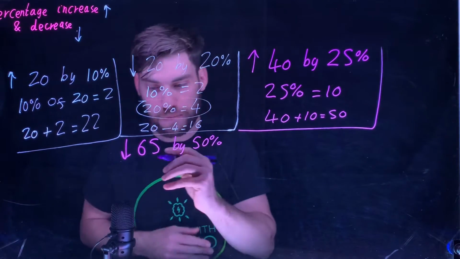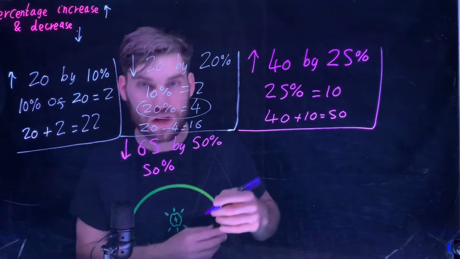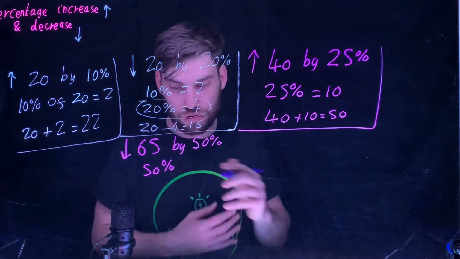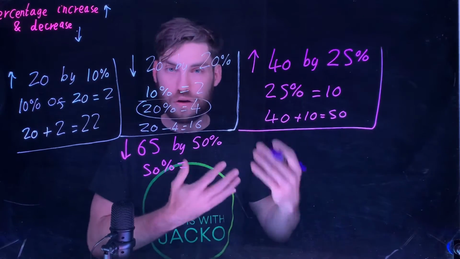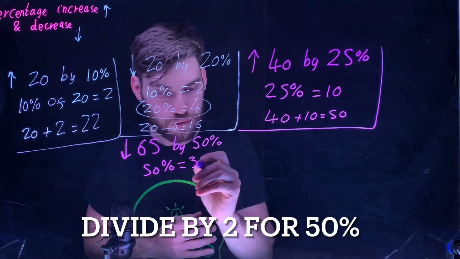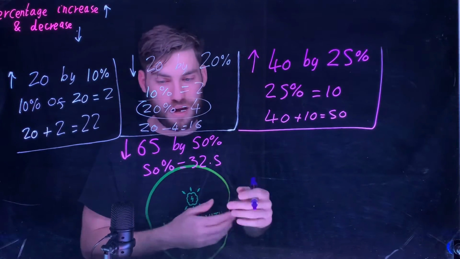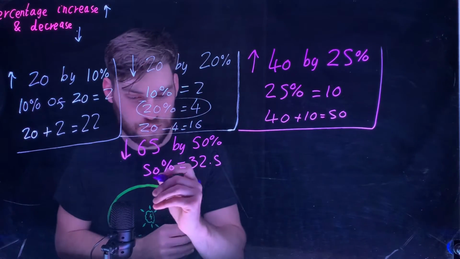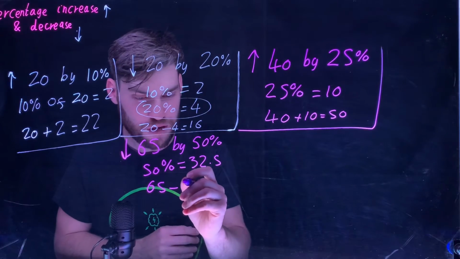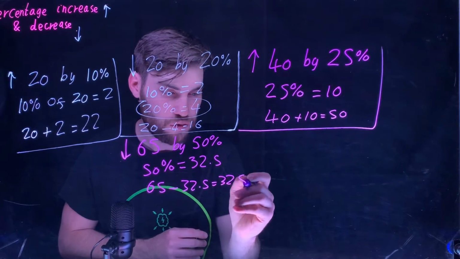So firstly, 50%. To find 50%, we half it. We divide by 2 because there's two 50s in 100. So 50%, half of 65. It is a decimal, but we can work with decimals. It's perfectly normal to get a decimal in an exam, which is 32.5. And then all we do, because we're decreasing, is take off that 50%. So it's 65 minus 32.5, which equals 32.5.